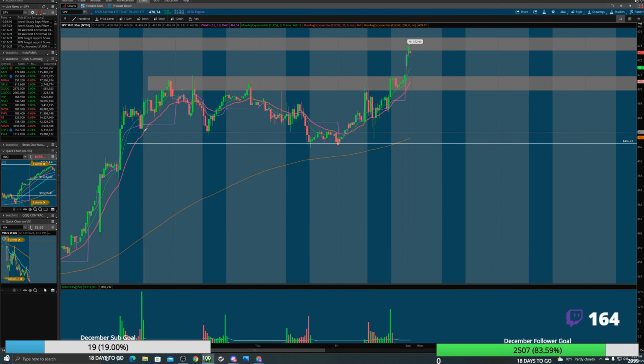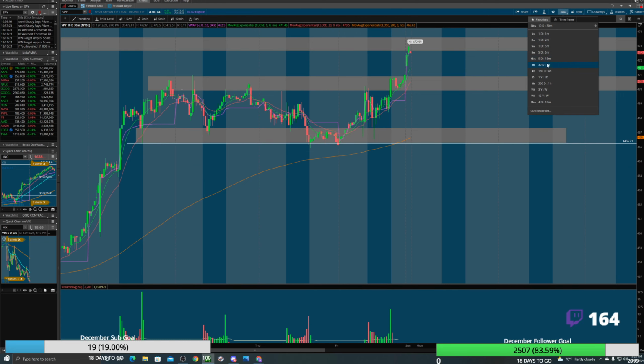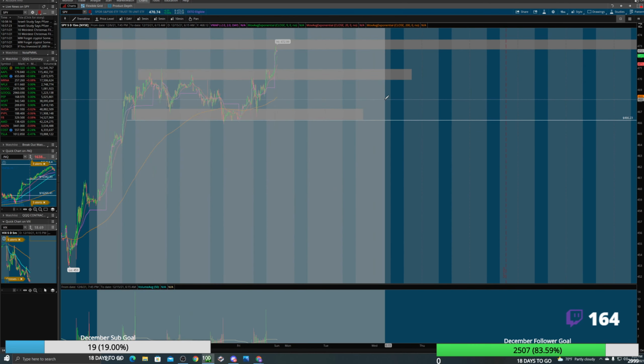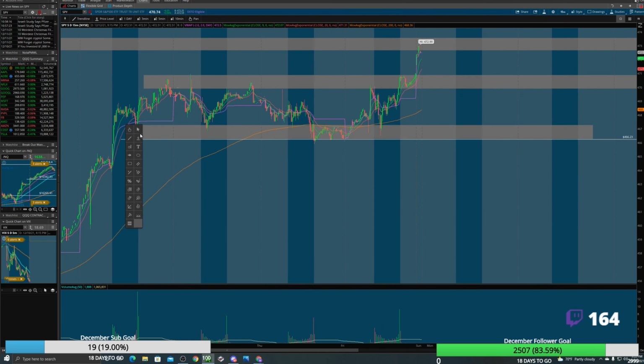Okay, let's look at the 30-minute. Okay, there it gives you a zone. That's a pretty broad zone, I'd say. I like my zones to be a little bit thinner. So we go through in the 15-minute. We zoom in a little bit more. Okay, we can see here, we can tighten it up just a little bit.